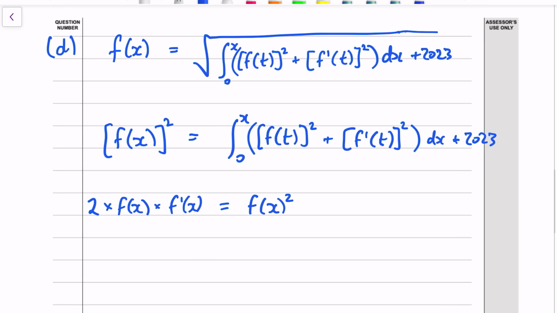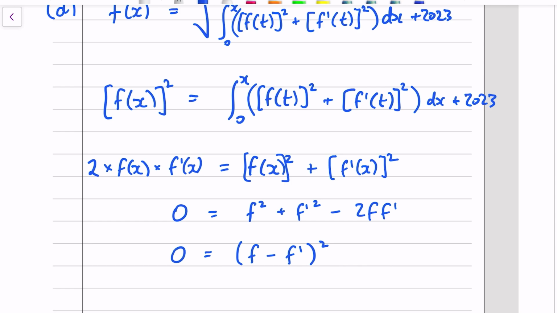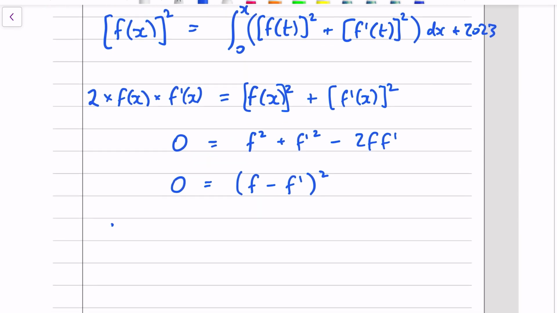Okay, so when we differentiate the right hand side, we actually just get f of x all squared plus f dash of x all squared, and the 2023 cancels. Now this is really sneaky of them, but this is a perfect square expression. If you rearrange this, I'm just going to write f squared because I'm being a bit lazy at this point. F dash squared, and then we're minus 2f f dash. That is the same as f minus f dash all squared. And that, of course, only equals 0 if f is equal to f dash.